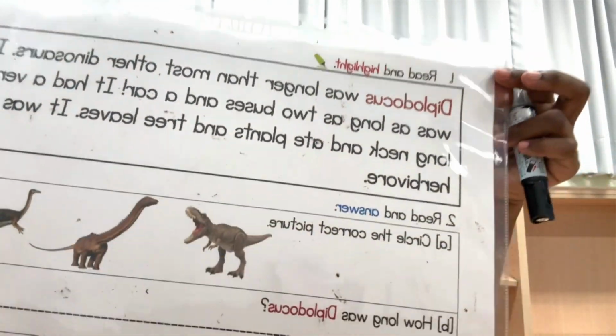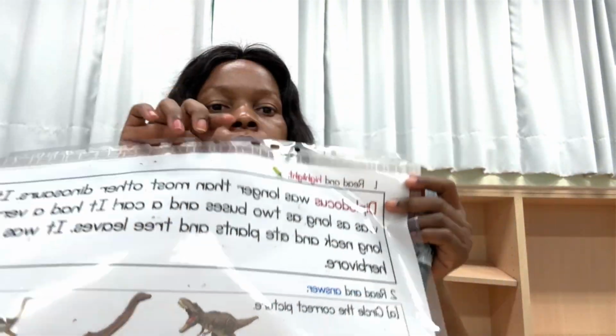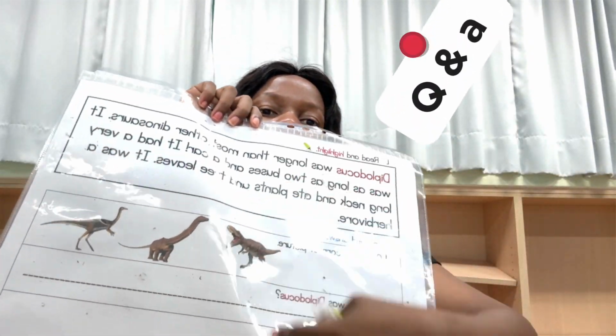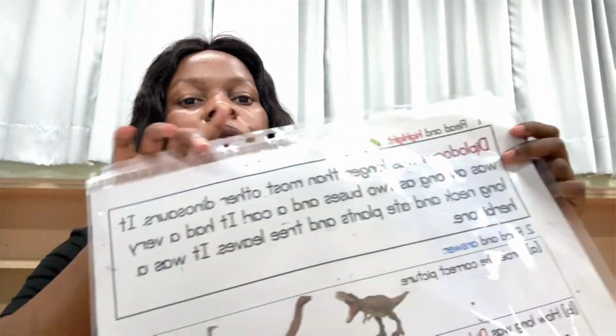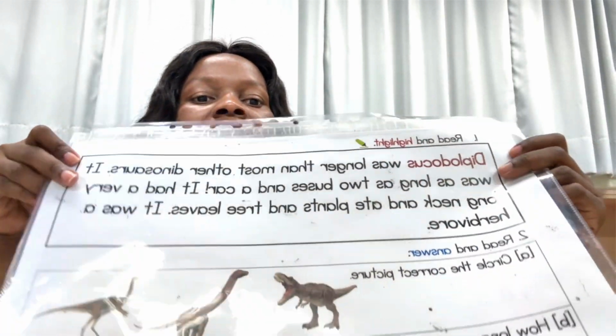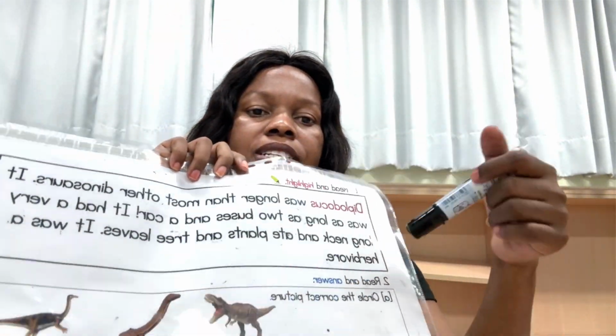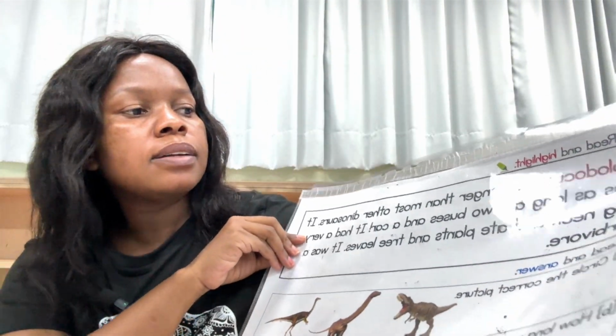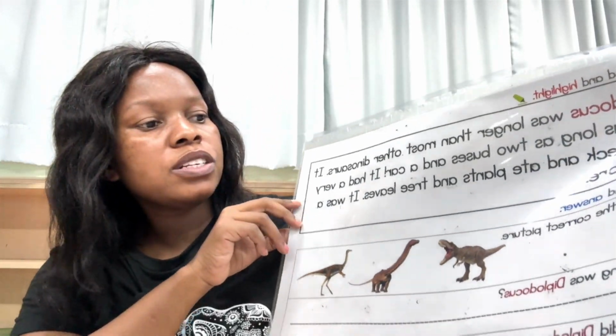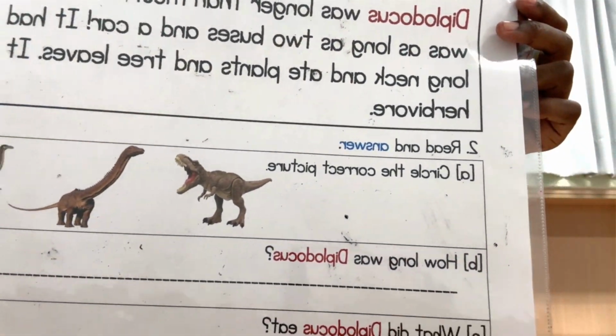One team will get one part of the story, read the story, and then answer these questions. The first part, they have to read and highlight. They need to show me how they got their answers, and then afterwards answer the questions. Let's look at this one. This one is talking about a dinosaur. And then the first question says, circle the correct picture.